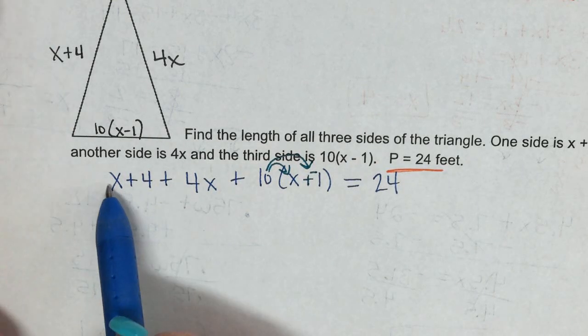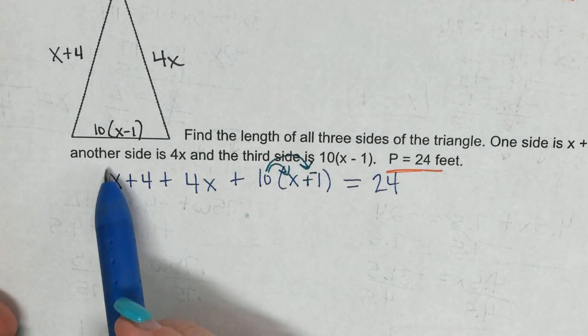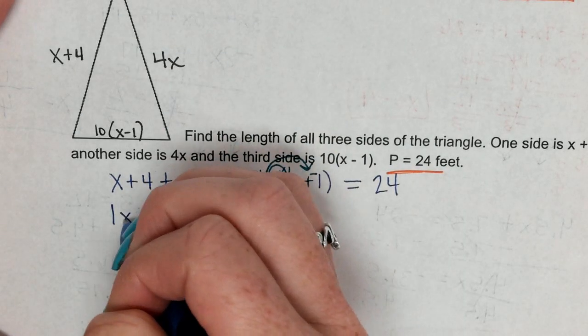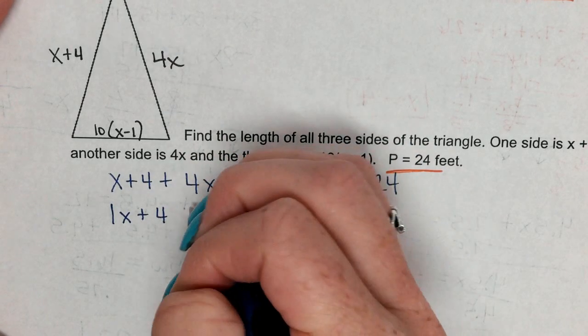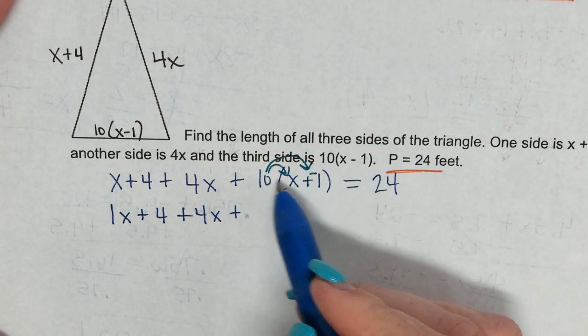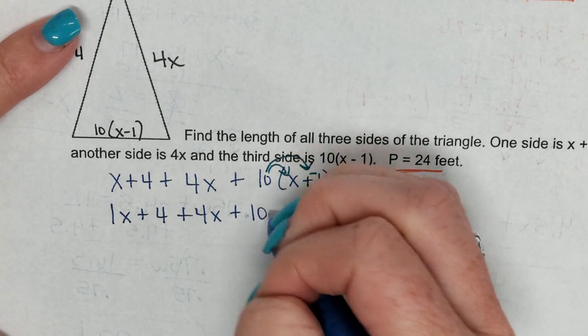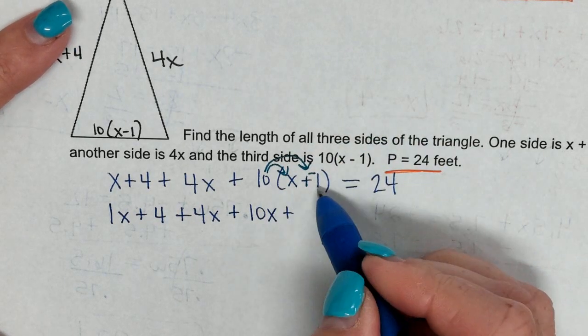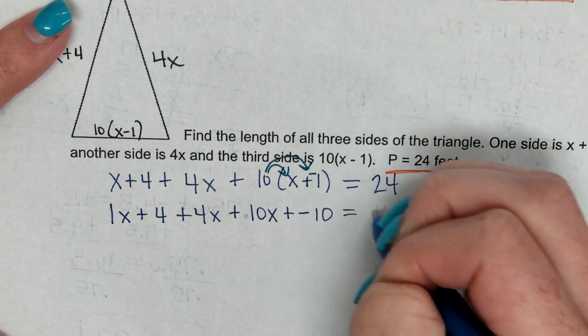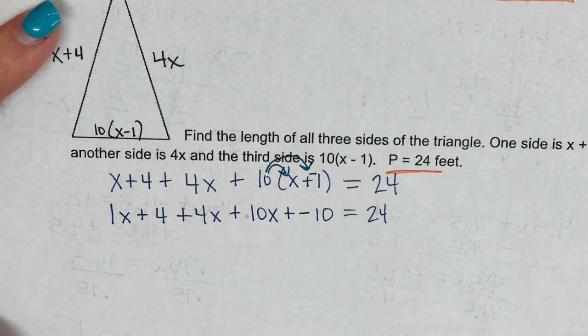Can I give this a coefficient? What coefficient goes to that? So I have 1x plus 4 plus 4x plus, what's 10 times x? 10x plus, what's 10 times negative 1? Negative 10 equals 24.